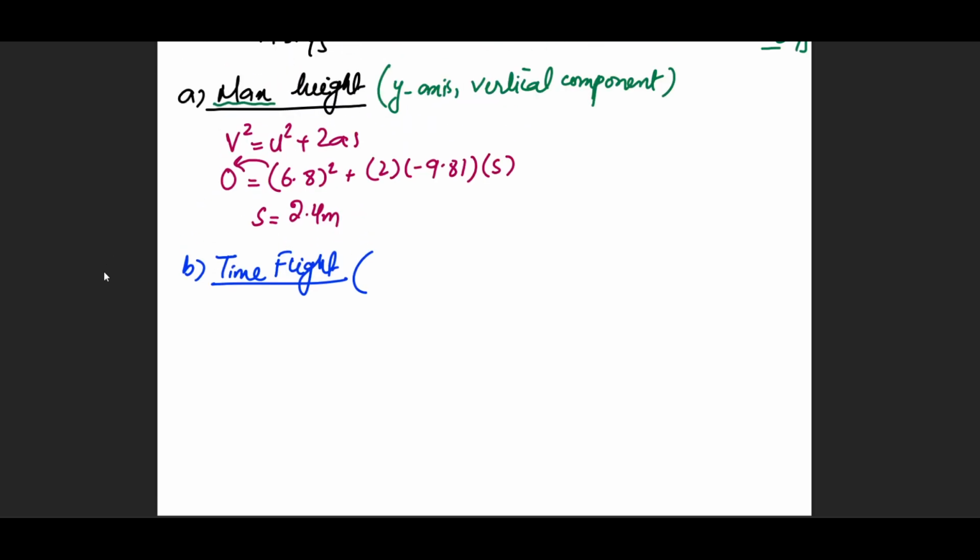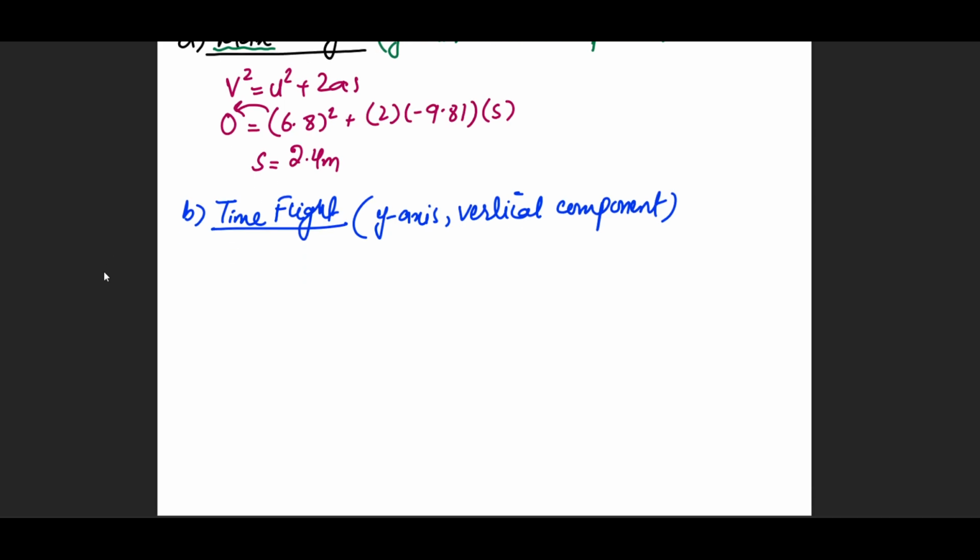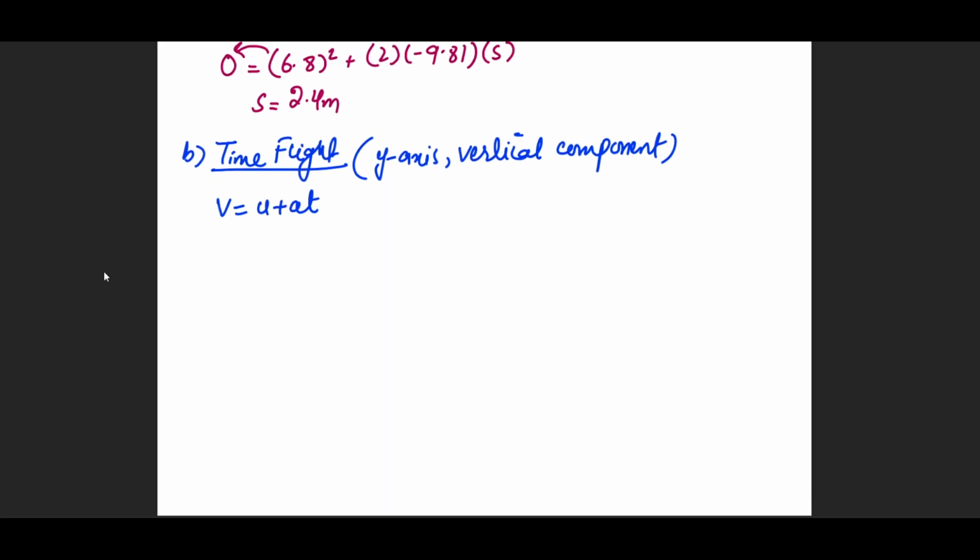Again, this is also being affected by gravity. If the gravity was not present, it would always go upwards and keep going upwards. It will never come back to the land. Since it is only affected by gravity, I will again involve only the y-axis, or the vertical component of my speed in this situation. Now, since we want to find time, we're going to involve an equation that has time in it. So v is equal to u plus at will be used over here. The final velocity is 0. The initial velocity was 6.8 plus negative 9.81 into t.